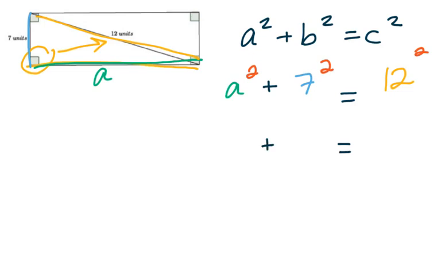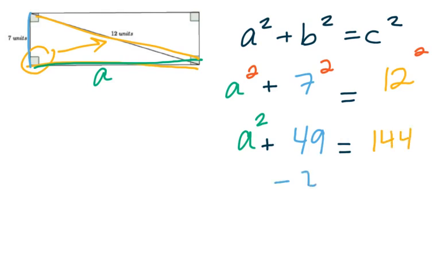I'm not going to worry about the addition at the moment. I can't do anything about a squared right now. When you raise a variable to a power, we can't do much until we either know what the variable is or until we're looking for the square root. 7 squared is 7 times 7, not 7 times 2. 7 times 7 is 49. 12 squared is 12 times 12, that's 144.